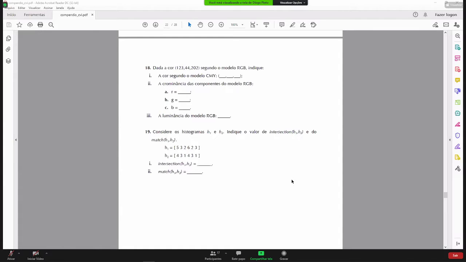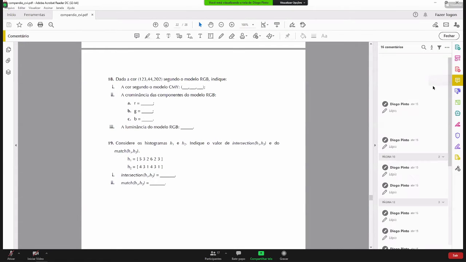I'm not really sure about this one. So first, the intersection is just to compute the minimum. I did it, but I can show you how I did it.